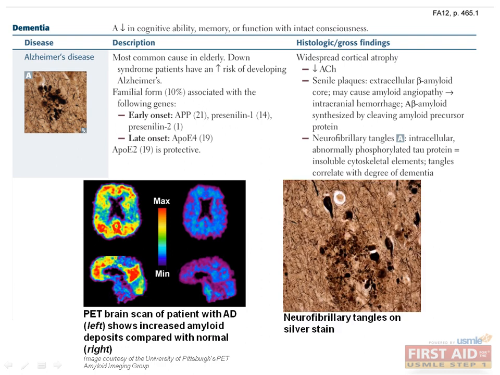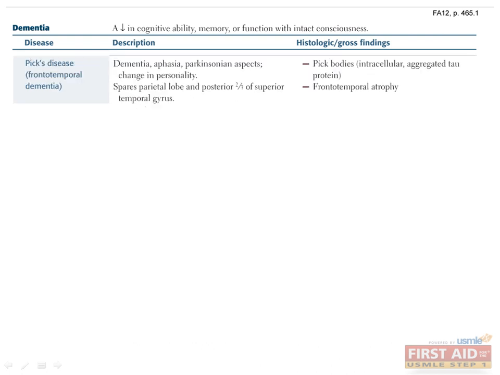Now, histologically, you'll see widespread cortical atrophy, senile plaques of A-beta depositions, and also neurofibrillary tangles, pictured here, which are composed of hyperphosphorylated tau proteins. Keep in mind that neurofibrillary tangles are not specific for Alzheimer's disease. They can be found in other dementias as well. We'll move on to Pick's disease.